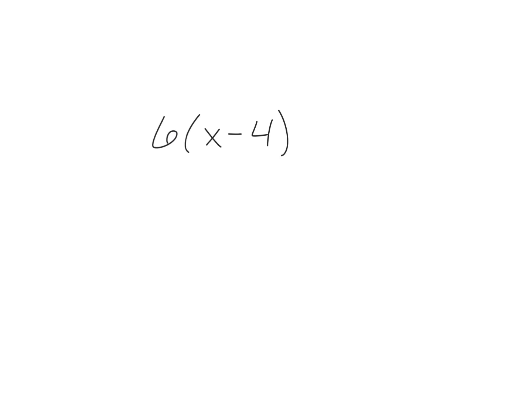This one. What do you ask yourself first? Are there like terms? Can you combine? No. So what's our next step? Distribute. So we have 6 times x, 6x. Then we have 6 times negative 4, negative 24. Watch out for those signs.